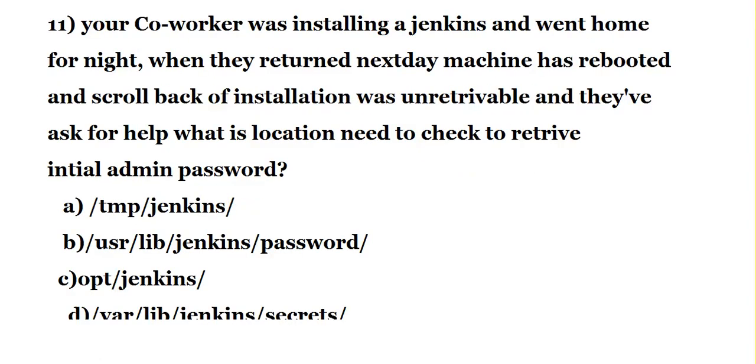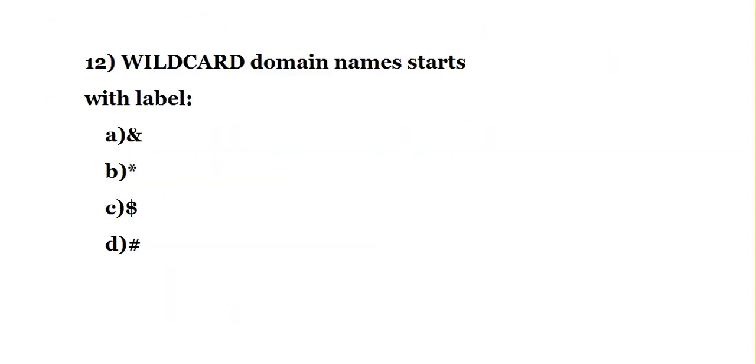A coworker installed Jenkins, went home, and when they returned the next day, they rebooted the system after installation. Okay, after rebooting, where do you get the initial password? It's opt Jenkins. It's not temp Jenkins, it's not user lib, it's not var lib, it's opt Jenkins. So a wildcard domain name starts with which label? It's option B, the symbol of star. That's the answer. It's not an at symbol, it's not the dollar, it's not hash.